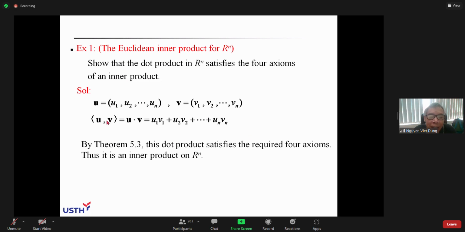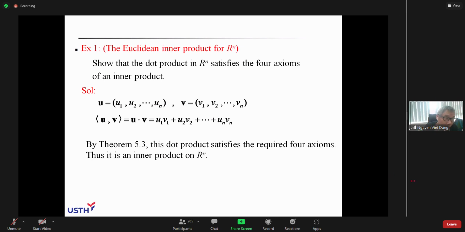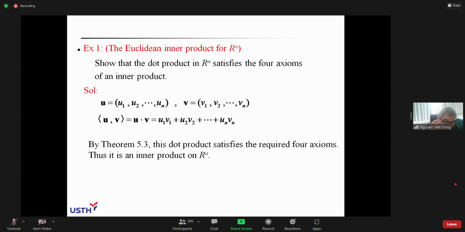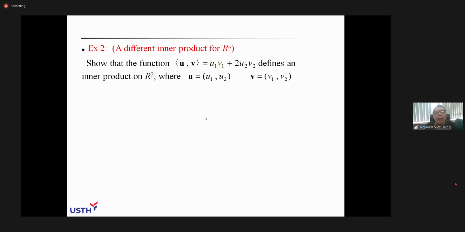In the previous slide, I showed you some properties of the dot product, and those properties of the dot product are exactly the 4 properties we use in the definition of an inner product. So you can read it by yourself at home, and then you will see it satisfies all 4 axioms of the inner product. So the dot product in Rn is an inner product in n space. For the next one, I will show the following.